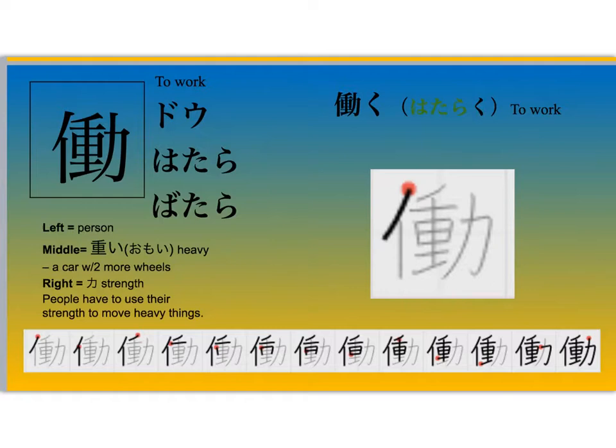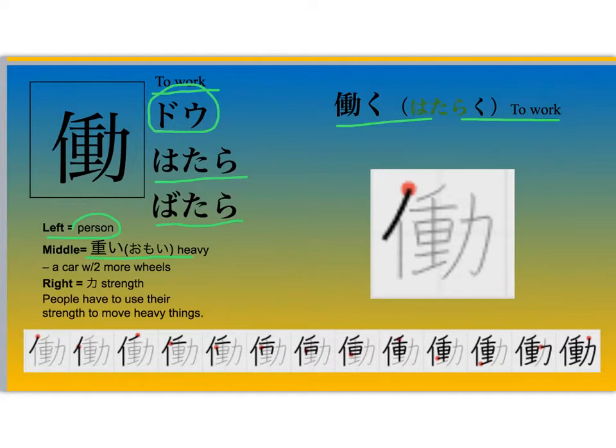This looks like a hard kanji, but it's not that hard. It just has lots of strokes. It means to work. Do is the onyomi. Then you have hatara and batara. But we know it as hataraku, which we learn in this chapter. So the left is the person radical, so that's fairly easy. The middle, I can't remember if we've ever studied this, but this is actually the kanji for omoi.